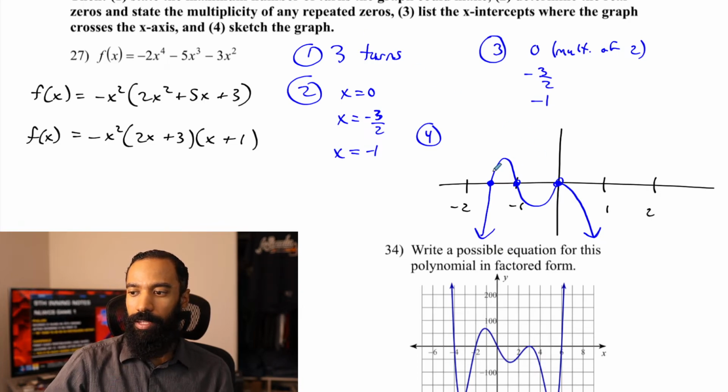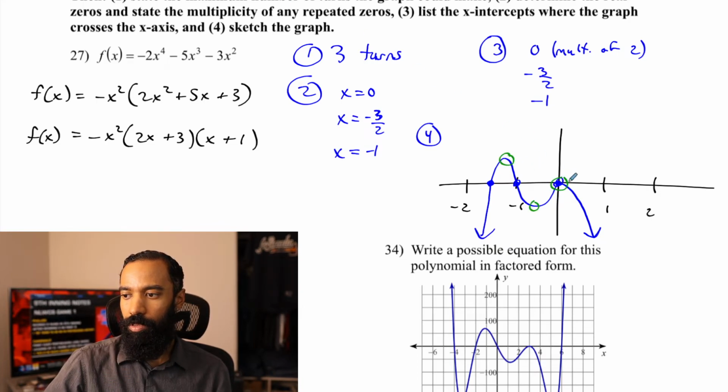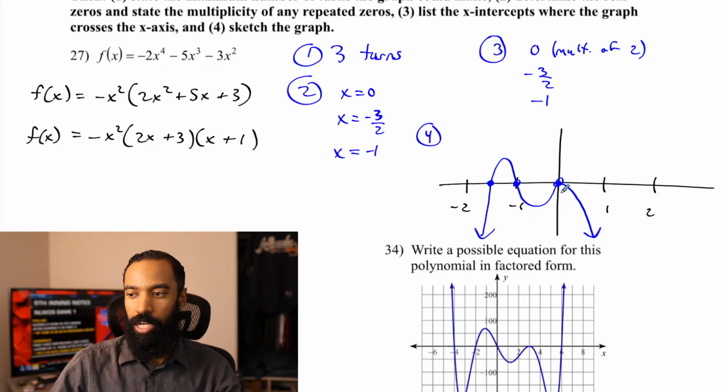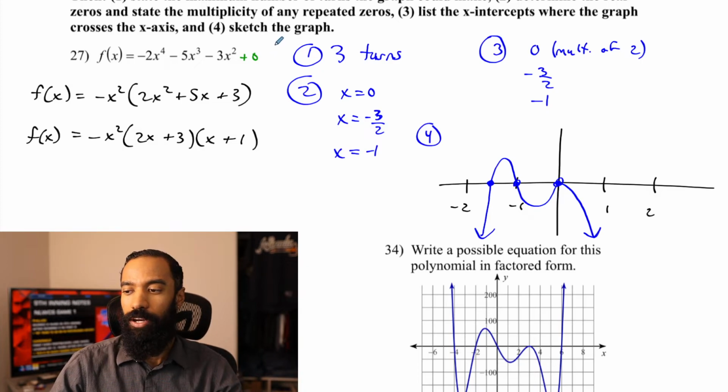How many turns did it make? 1, 2, 3. It could have made as many as 3 turns. We got it sketched. The y-intercept, by the way, is 0. I know I talked to my students about y-intercepts. The x-intercept is 0, therefore the y-intercept is plus 0 for the constant. The y-intercept of that is 0.